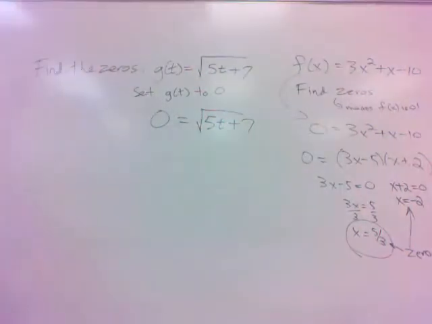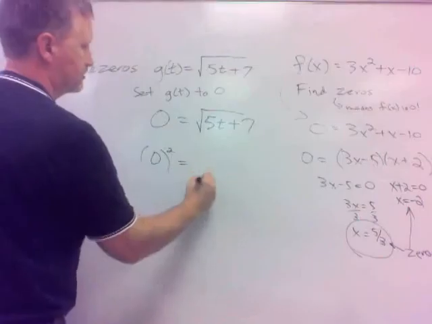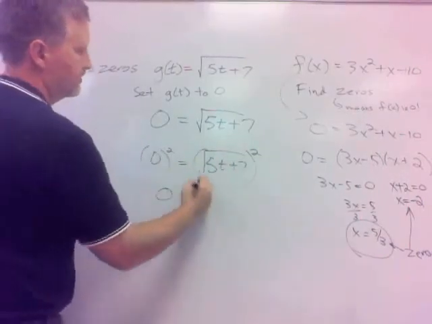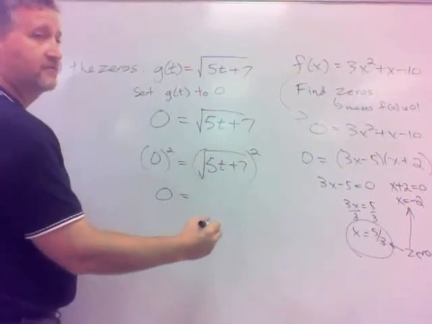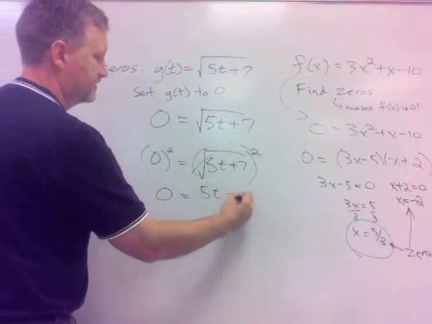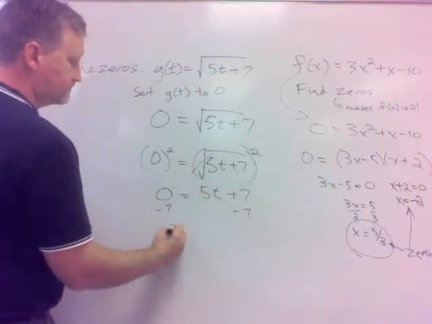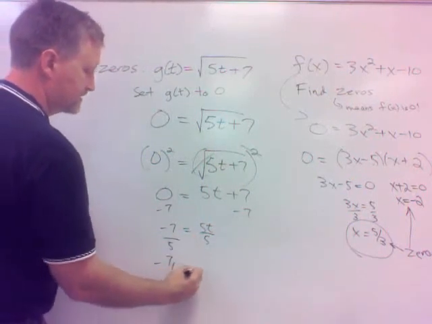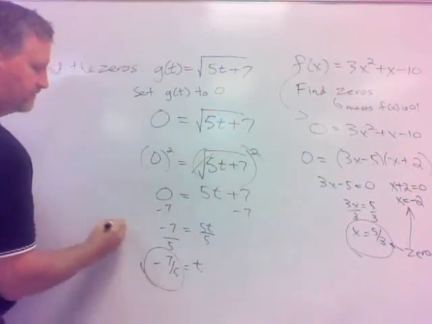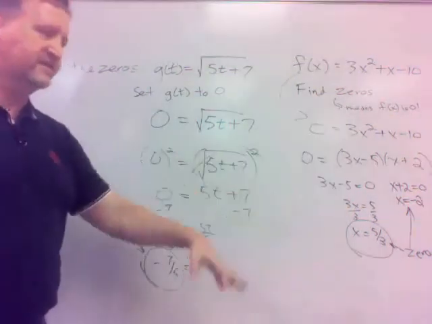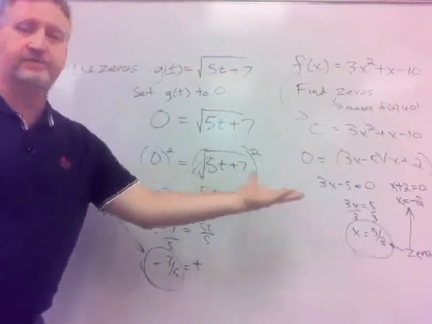And then solve that. How do I solve that? Square both sides. Zero squared is 0. Square root of 5t plus 7 squared. What is that? We did these earlier. Square roots cancel. So you get 5t plus 7. Subtract 7. Divide by 5. Negative 7/5 is t. And so negative 7/5, that's my 0. This one just has 1 0. The previous one had 2 zeros. Like I said, it could be 1 0. It could be 2 zeros, 3 zeros.